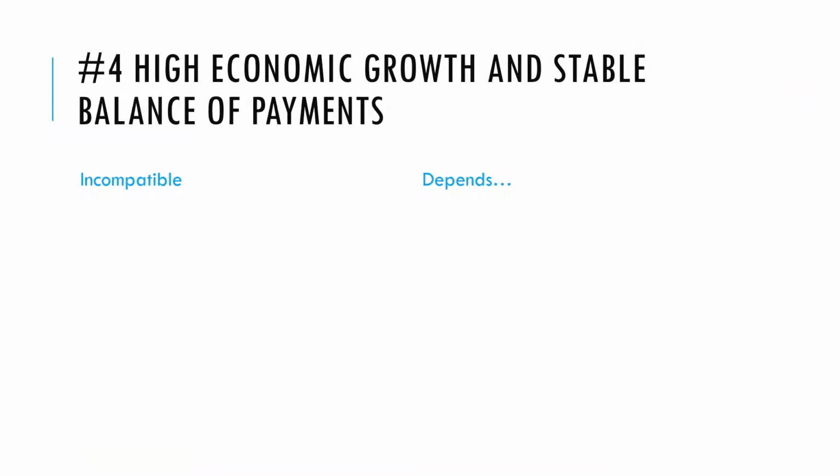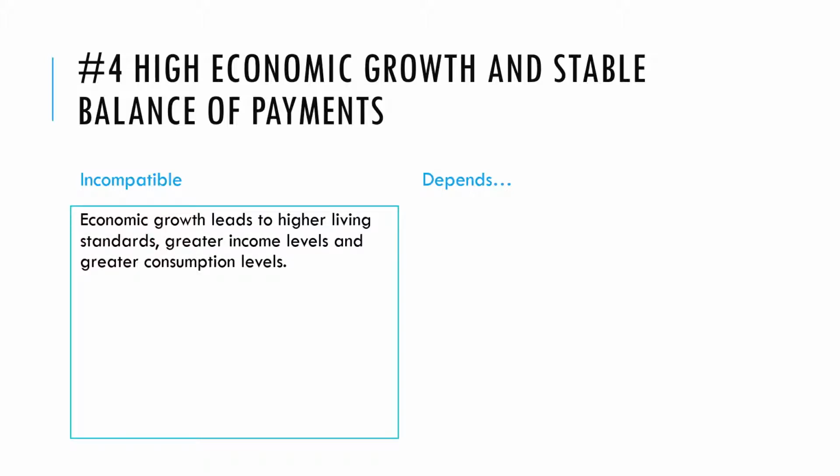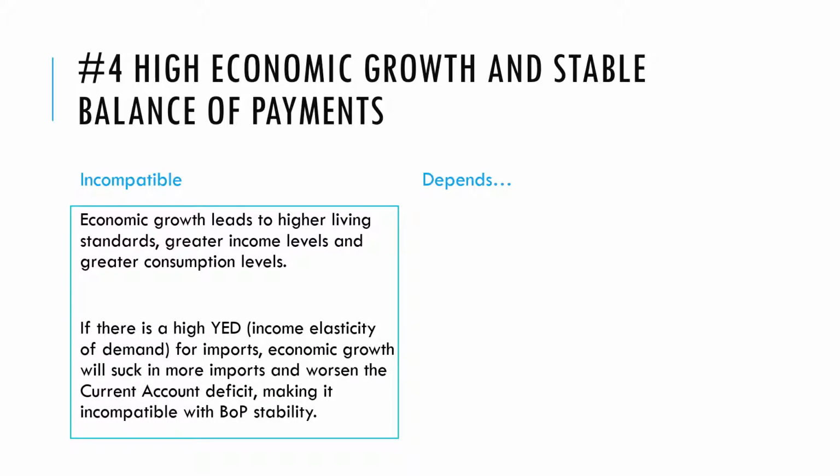Okay, number 4 is the comparison between the objectives of high economic growth and stable balance of payments. Now, initially we might think that this is incompatible because economic growth leads to higher living standards, greater income levels. And if there's a high income elasticity of demand for imports, then economic growth will suck in more imports, worsen the current account deficit, making it incompatible with balance of payment stability.